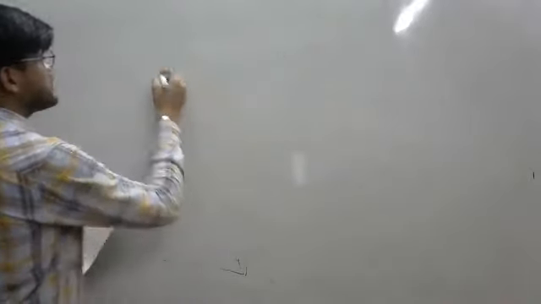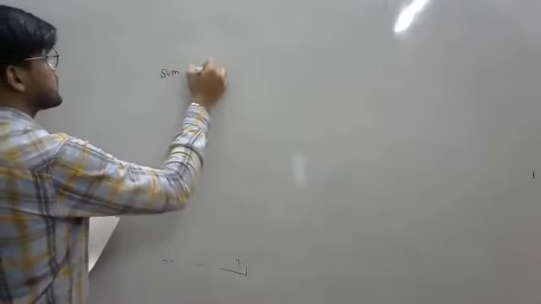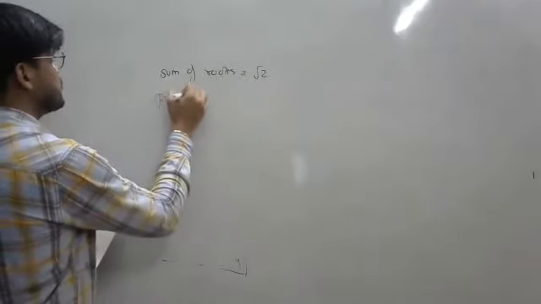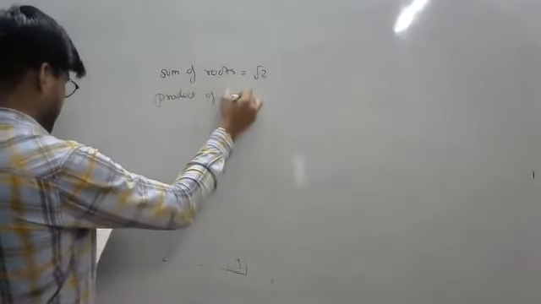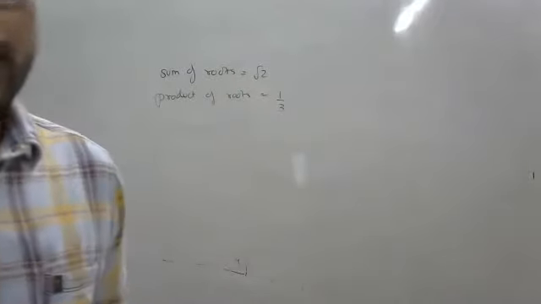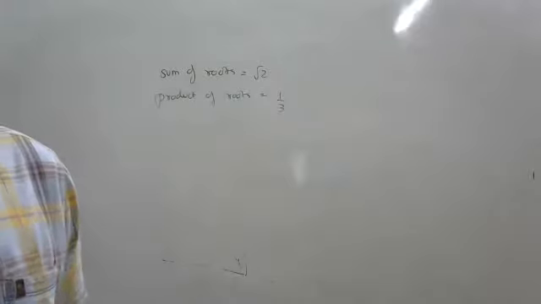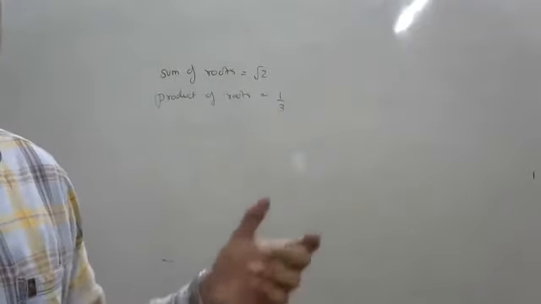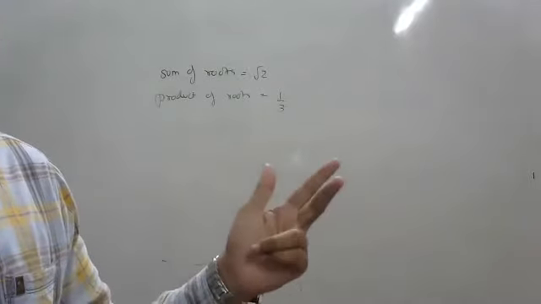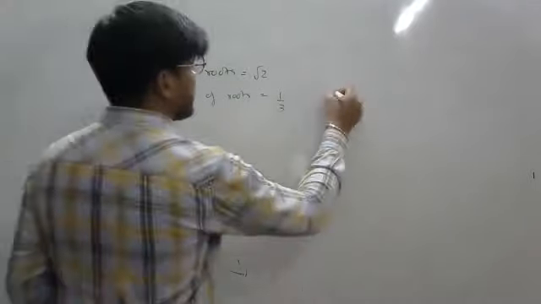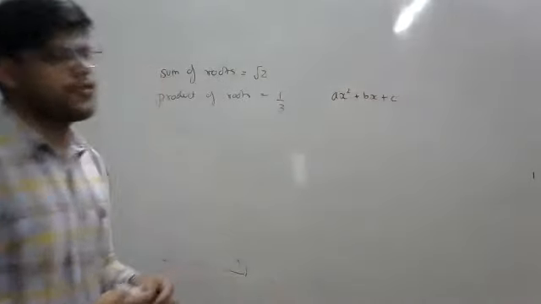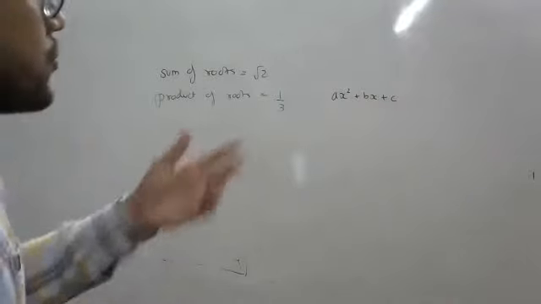Now the next question is sum of roots is root 2 and product of roots is 1 by 3. Now we have to form the quadratic equation. To form a particular quadratic equation, you need values of A, B and C. Because quadratic equation is ax squared plus bx plus c. This is your general form of your quadratic expression, or if you write equals to 0, equation.